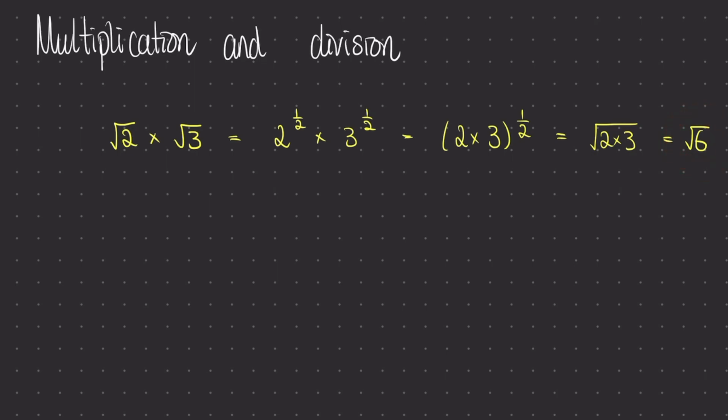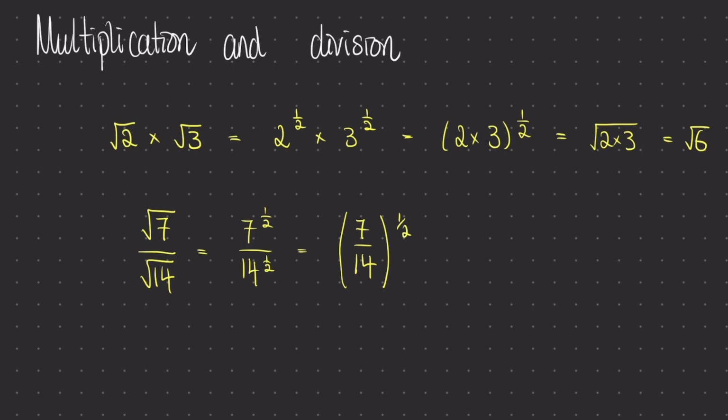This can also be the case when we have surds being divided by each other. For example, if we had root of 7 divided by root of 14. Of course, we could write these as powers as well, so 7 to the power of a half divided by 14 to the power of a half. Using the same idea as before, I can now bring out the power of a half to the outside of the bracket. I can now replace the power of a half with a surd, so it would be root 7 over 14. So we've already simplified it from two surds to one surd, and now I can go further and simplify the fraction inside the bracket, so that at the end we would end up with the square root of a half.